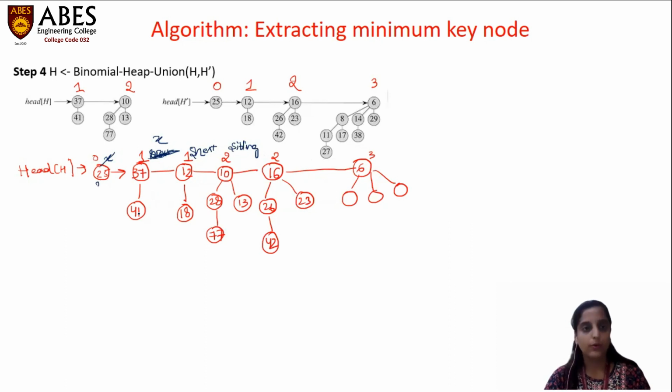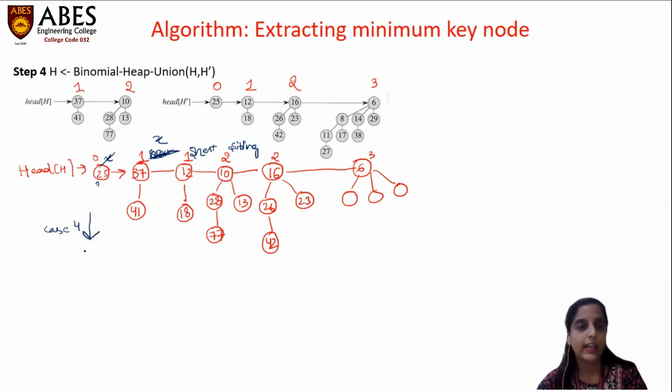Now, here we can see the degree of x is equal to the degree of next x, but it is not equal to the degree of sibling of next x. So either case 3 or case 4 can be applied. But here we can see the key of x is greater than the key of next x, so it means that case 4 is applicable for this particular scenario. So we'll apply case 4.